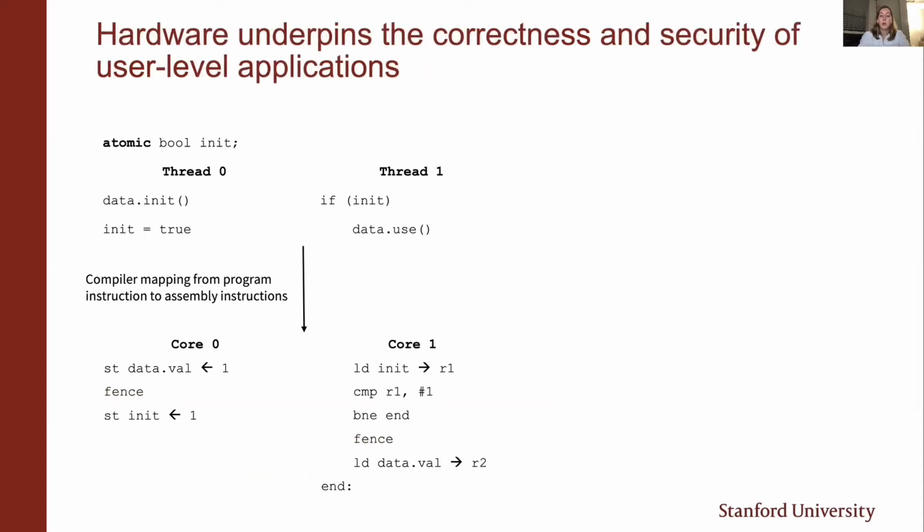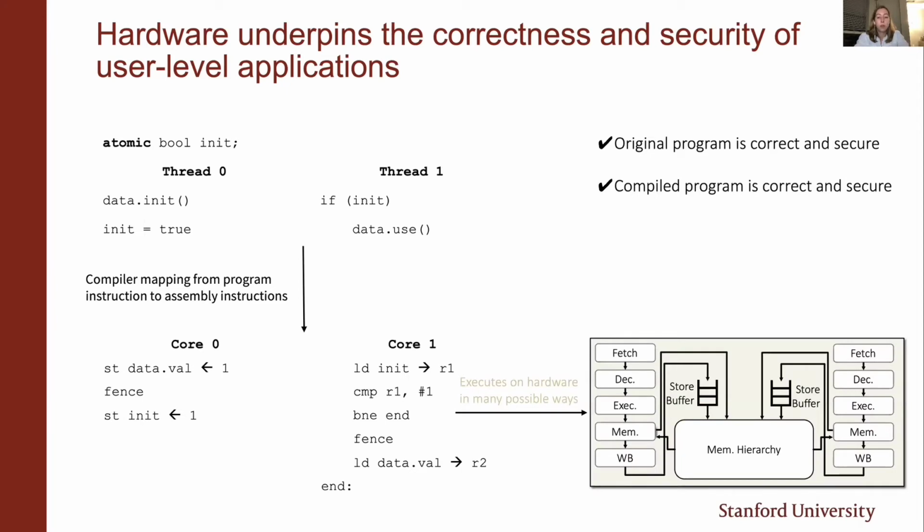So now we have this program, which for the sake of this example, let's assume we know it is correct and secure. And let's assume that we've compiled the program in a way that has preserved all of the correctness and security properties of the original program. Unfortunately, even though we've made it this far, this program can still exhibit correctness or security bugs when it executes on hardware. The reason for this is that when this program runs on hardware, individual instructions do not execute atomically. Instead, they execute as a series of steps.